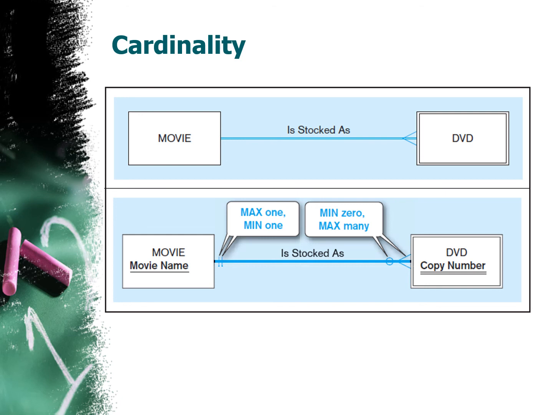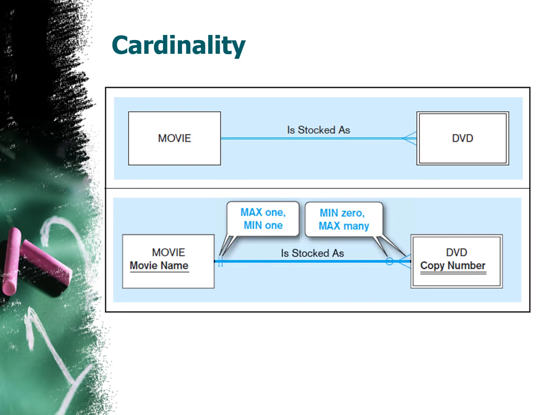Now, a movie can have a minimum of 0 or a maximum of many DVD copies. A DVD can only have a minimum of one movie and a maximum of one movie. Take note here that we are talking about the original copies of DVD, not the pirated ones. So in normal circumstances, a DVD can only contain one movie. That's the normal one.